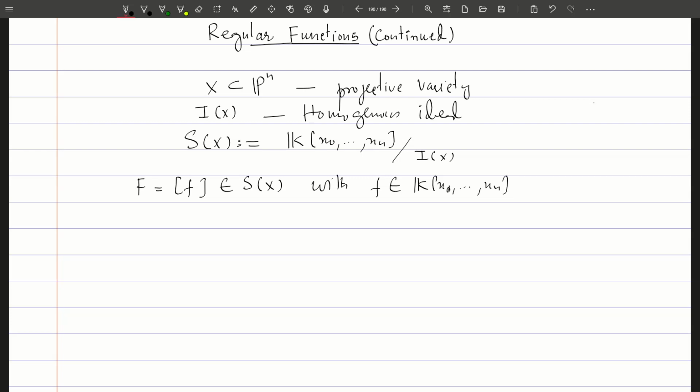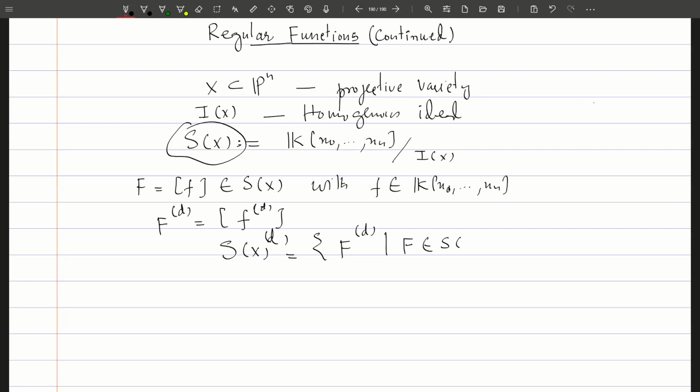then we have the degree d part of F, which is denoted by F_d, and it is actually the class of the degree d part of this little f. Now with this notation, we can define the degree d part of S_X, denoted S_X,d, which contains elements of the form F_d, where F is an element of S_X.